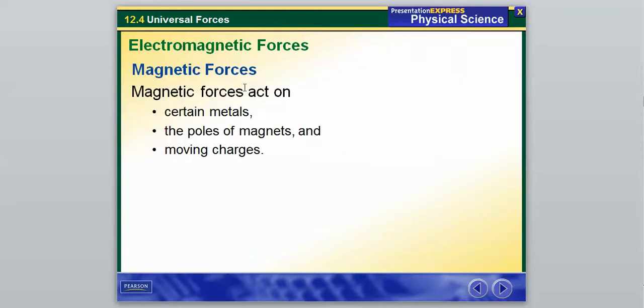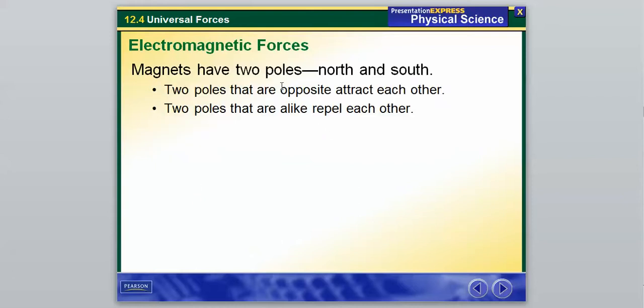And then magnetic forces can act on certain metals, the poles of magnets, and moving charges. A magnet has two poles, a north and south, and two poles that are opposite will attract each other, and two poles that are alike will repel each other. And that's kind of how a compass works. They have magnets that point to the north and south pole, and again, it has to do with different ways that they are attracting and repelling one another.